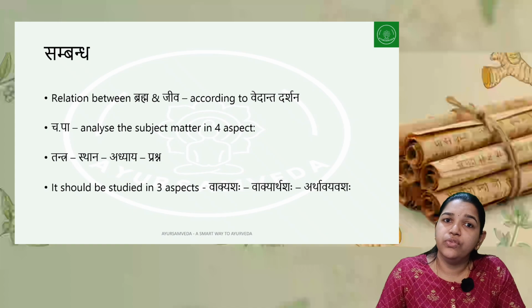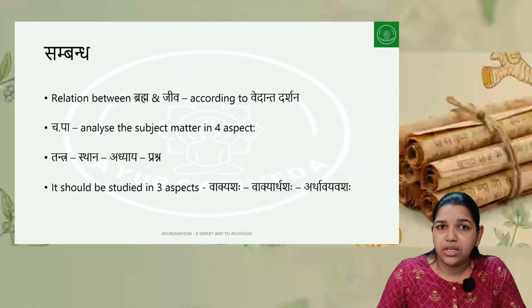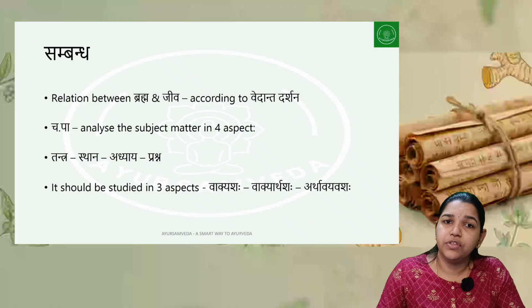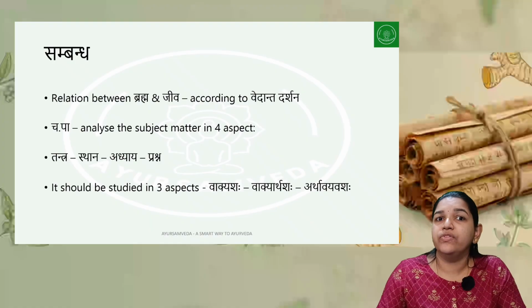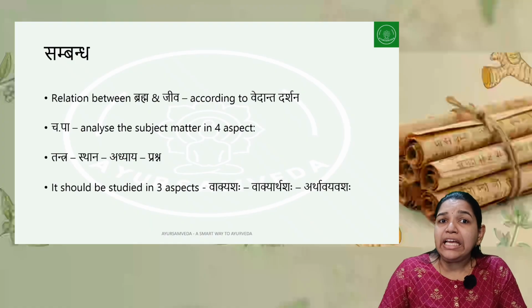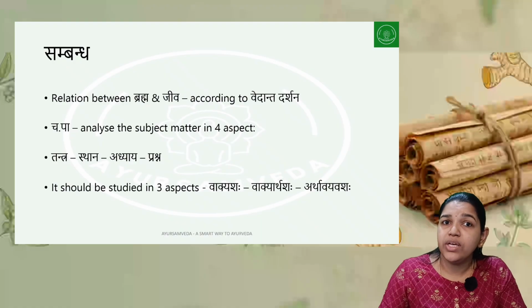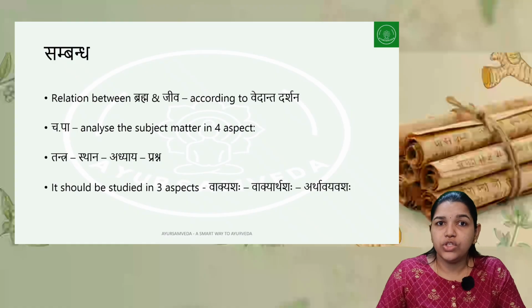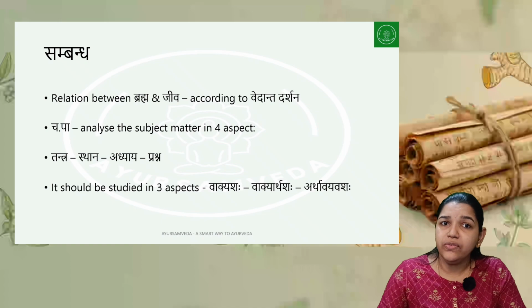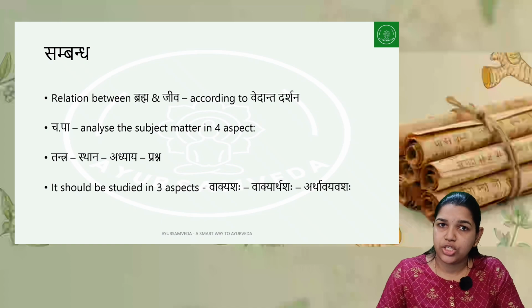If we go to the Sutra Sthana, the Chatushkas can also be considered. Why is this particular order of Chatushkas mentioned? First is the Bheshaja Chatushka, next is the Swastha Chatushka. Why is this particular order important? What is the relation between each sthana, each chapter, each topic present in the chapters? What is the connection between these? We have to understand all these things in these four aspects, that is Tantra, Sthana, Adhyaya, and Prashna.